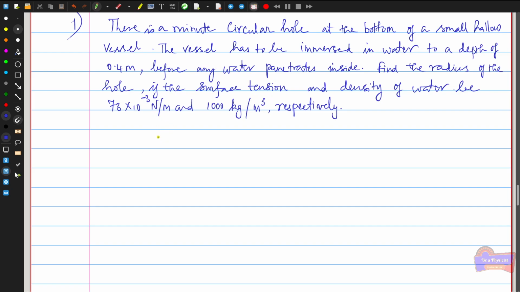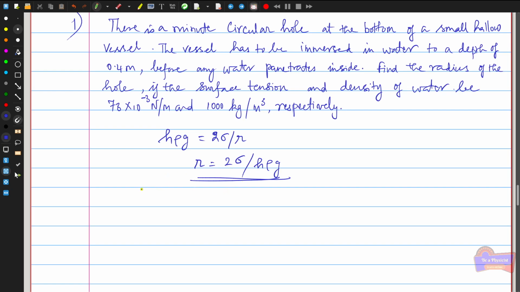That means the hydrostatic pressure, given as h rho g, is equal to the excess pressure. The excess pressure can be given as 2 times sigma divided by r for a vessel. Here r is the radius of the hole which we have considered. So from this equation I can easily find the value of r. So r is equal to 2 times sigma divided by h into rho into g. This is the expression to find the radius.